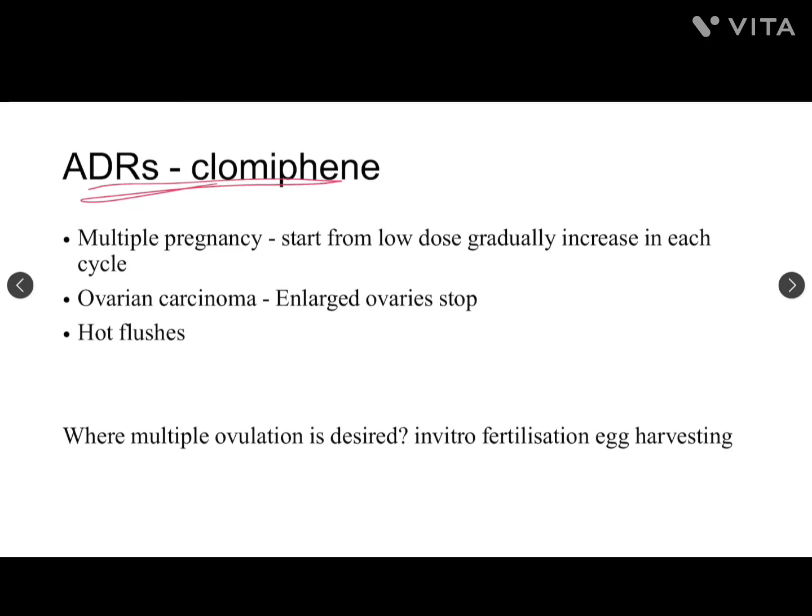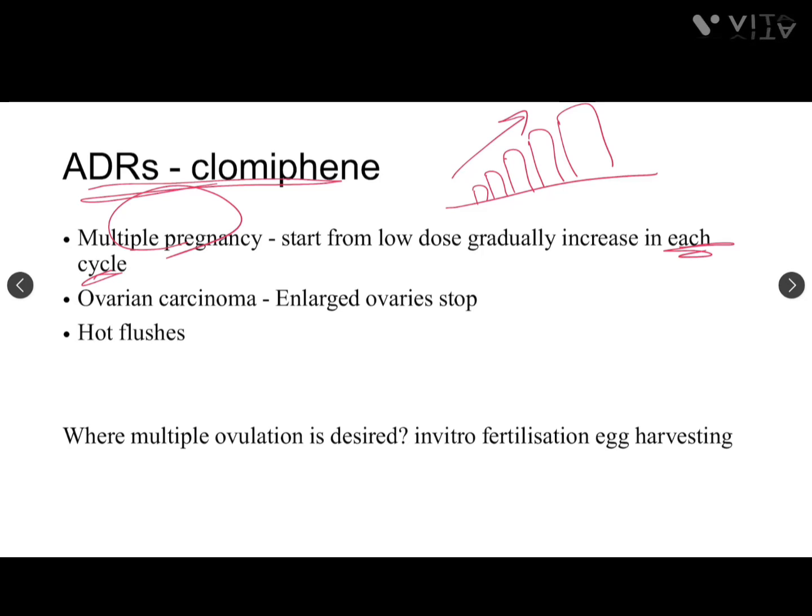What are the adverse drug reactions of clomiphene citrate, and how can we prevent them? Number one is multiple pregnancy. How can we prevent this adverse effect? For each cycle, we start from a low dose and gradually move up to a high dose. Next, ovarian carcinoma. Before starting a patient on clomiphene citrate, do a USG and check her ovary size. If the ovaries are enlarged, do not start the therapy.